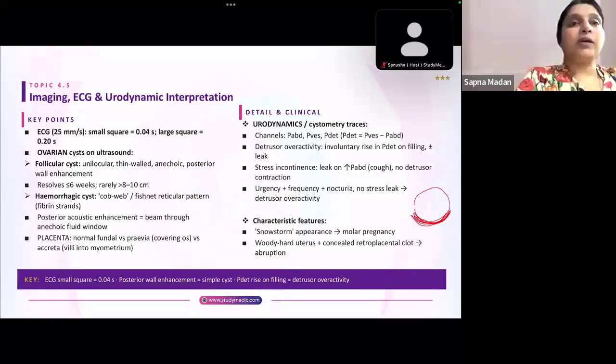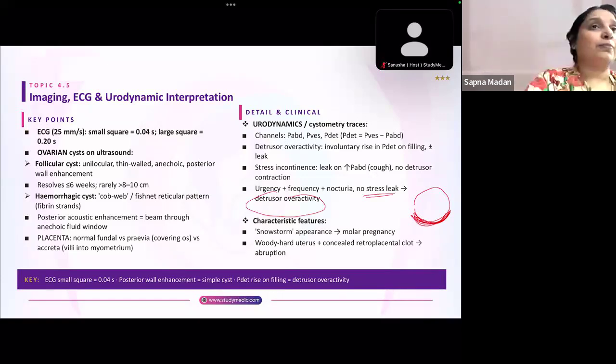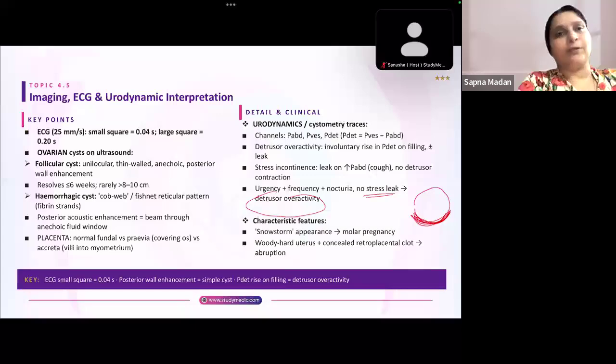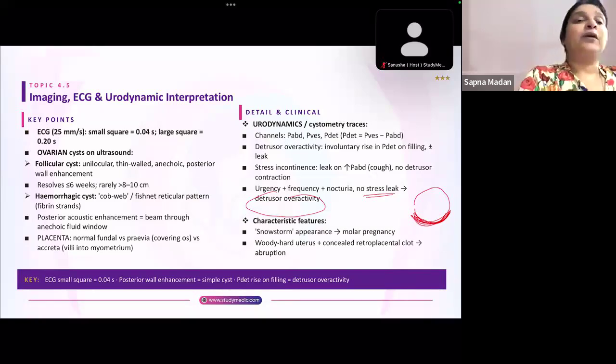Okay, urgency, frequency, and nocturia with no stress leak is a sign of detrusor overactivity. So if a patient has come to you with urgency and she's saying, I'm going to the bathroom a lot of times and I have to wake up in the night a lot of times, but when I'm coughing, no, I'm not leaking. Okay, so that is a particular symptomatology of detrusor overactivity. Now, in ultrasound, certain characteristic features.